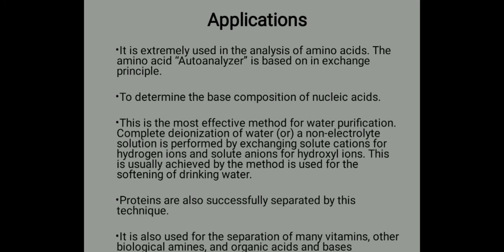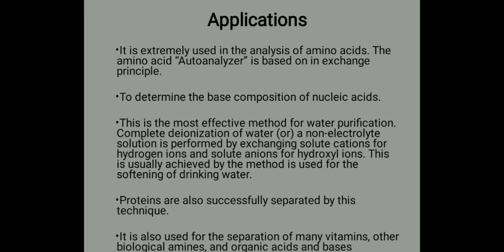Talking about the applications, it is extensively used in analysis of amino acids. The amino acid autoanalyzer is based on ion exchange principle to determine the base composition of nucleic acid.